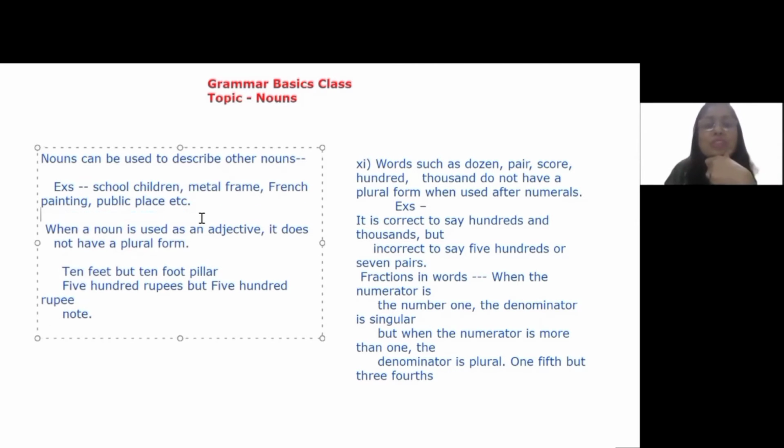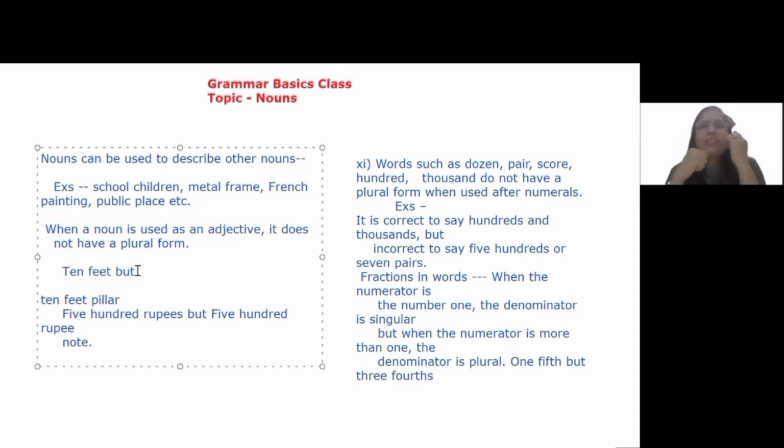That when a noun is used as an adjective, it does not have a plural form. So I cannot say school's children. This is wrong. And this is an area where you can find errors hidden, especially when you get grammar exercises. So I say 10 feet is correct. But suppose I give you this in your grammar paper and say, this is a 10 feet pillar. You might think again and again that what is the error here? Because 10 feet sounds to be correct.